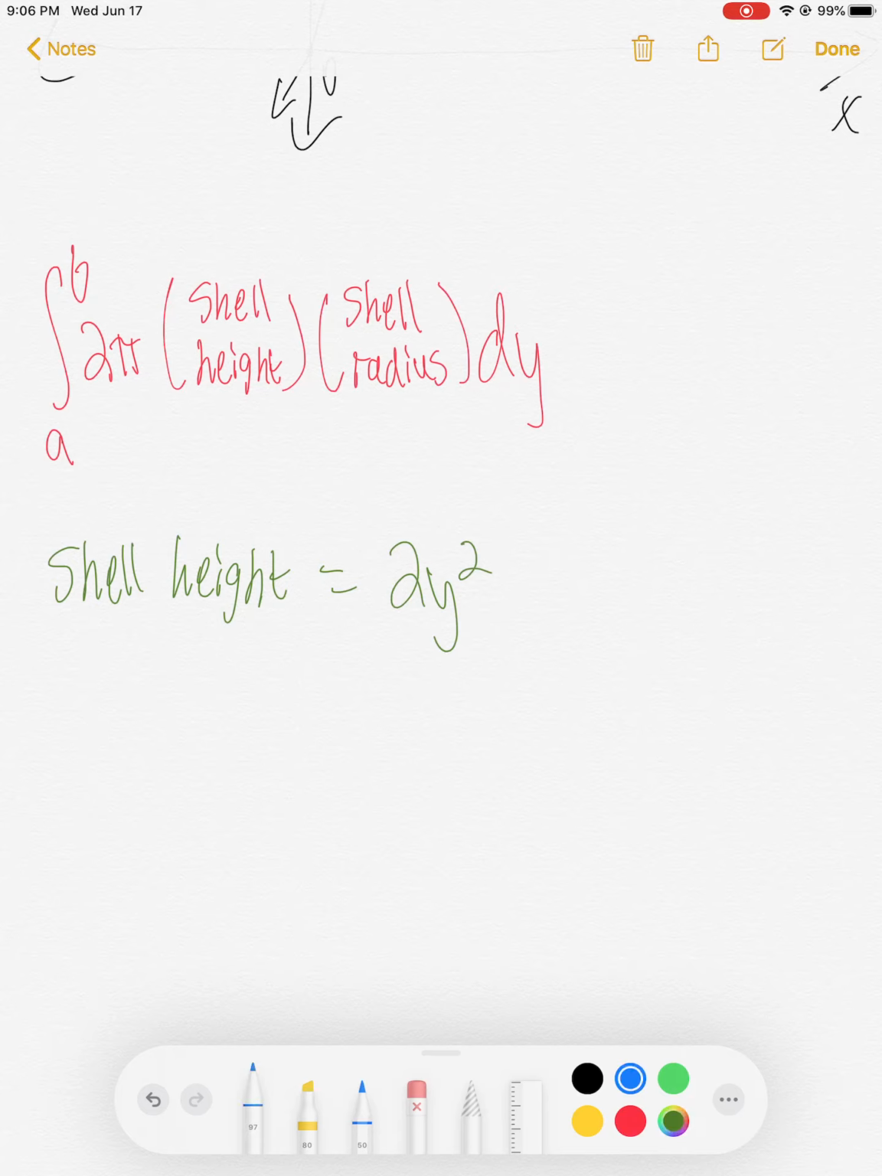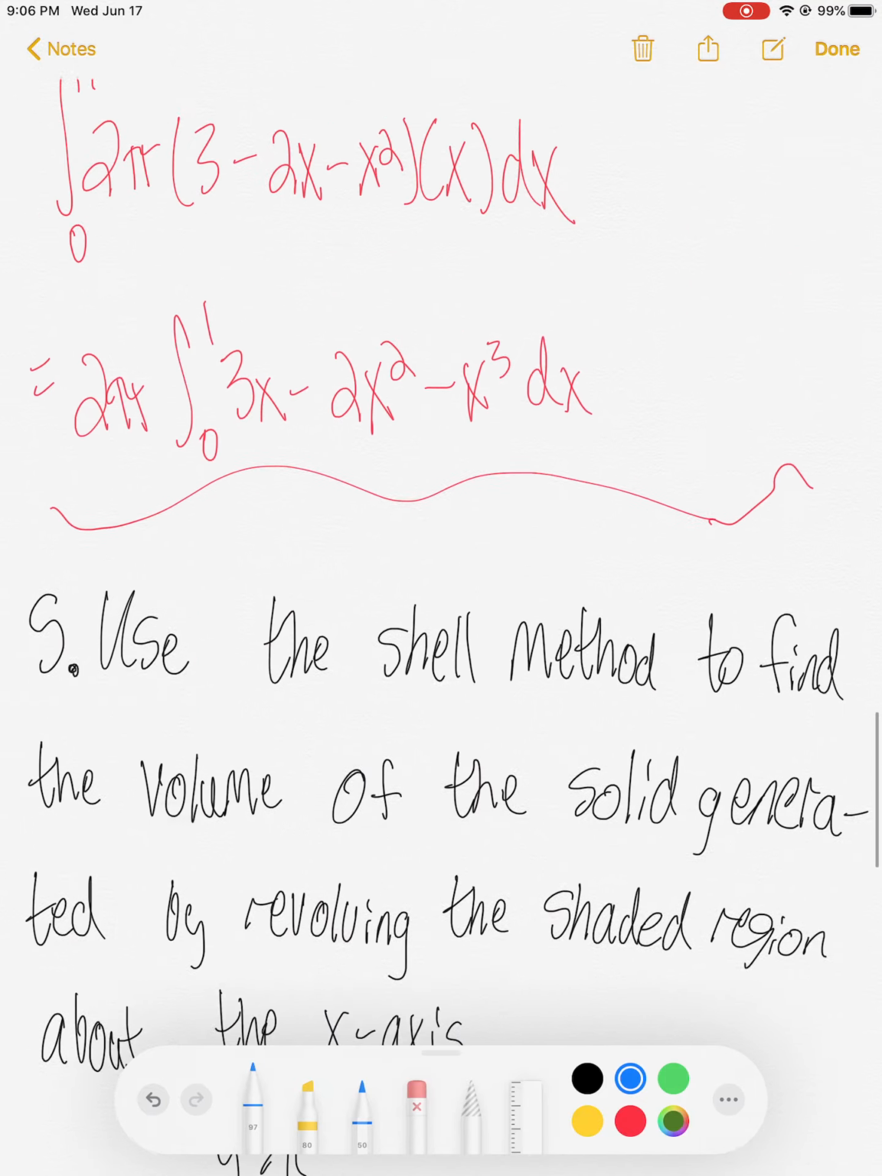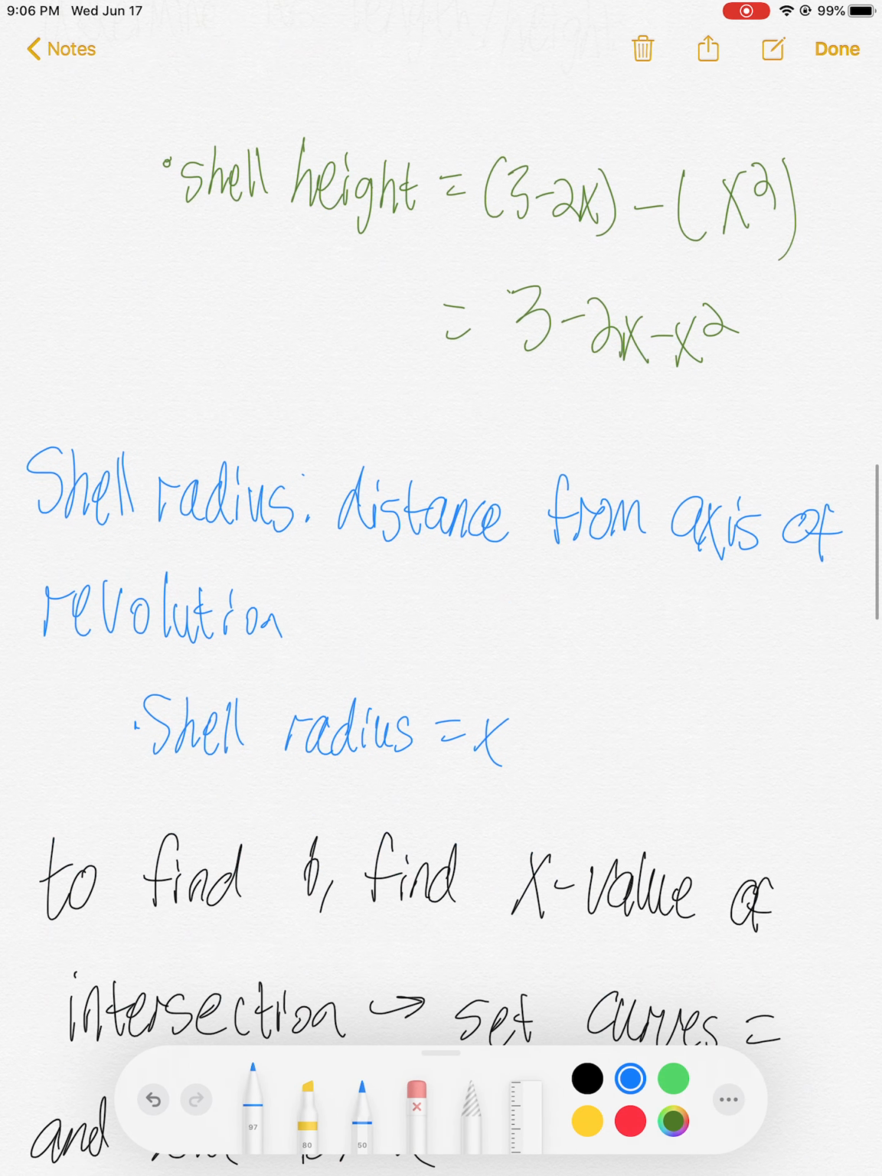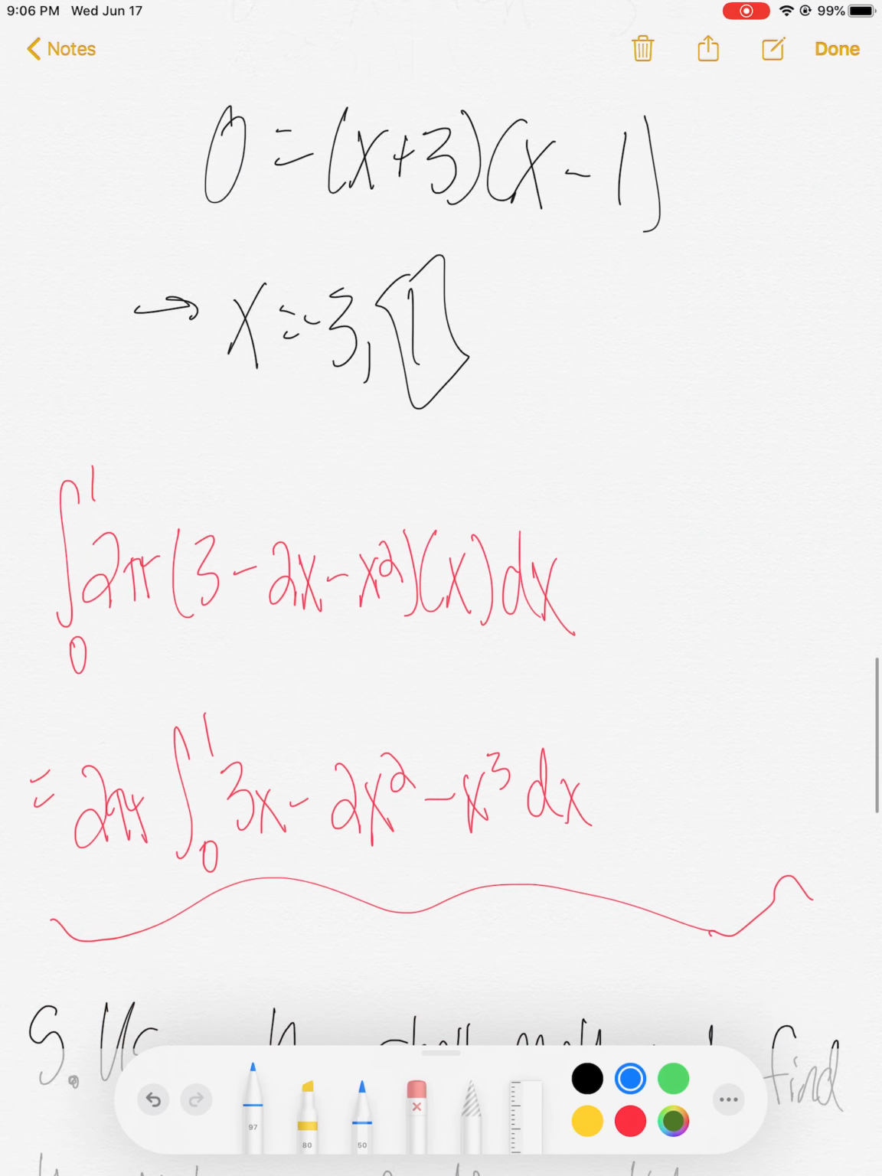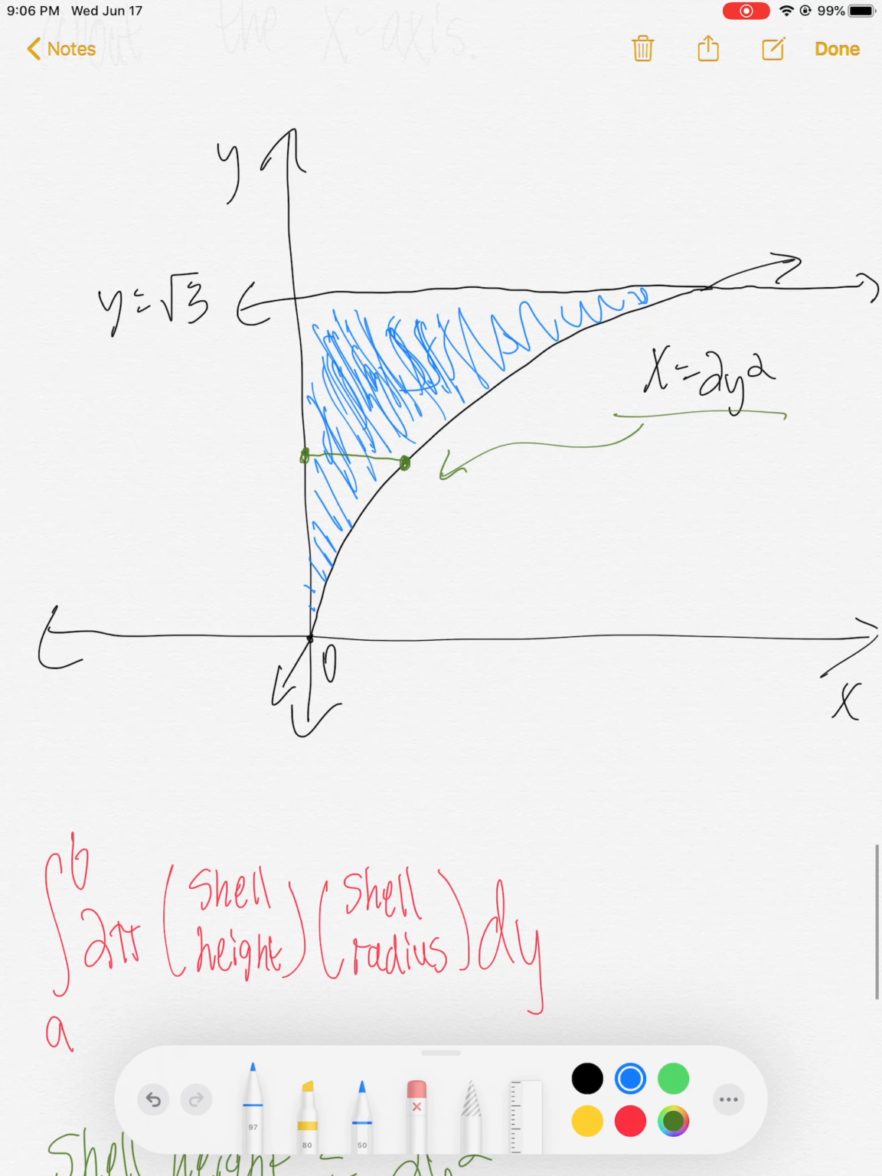Okay? Now the shell radius, let's review what that means real quick. So the shell radius, that is the distance from the axis of revolution. So as I look here, if I wanted to see how far I have to go from the axis of revolution to get here, it looks like this is just y, right? This is just whatever the y coordinate is.